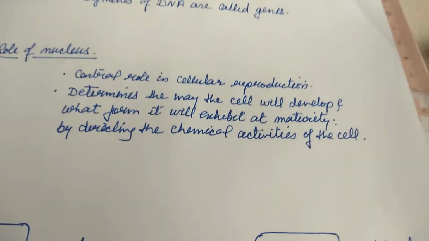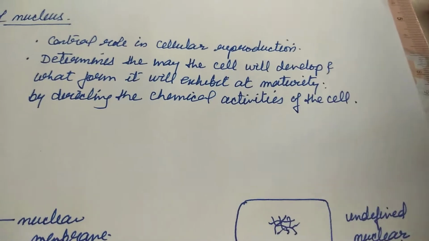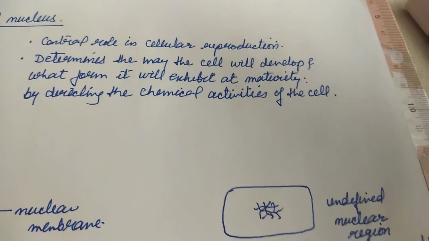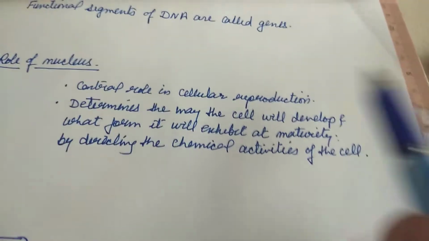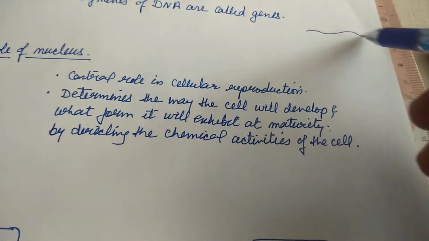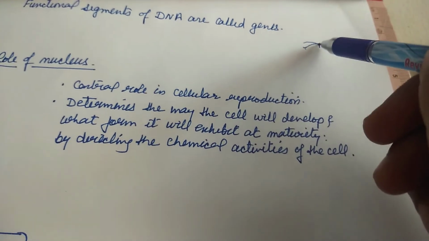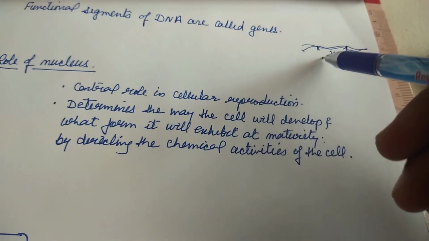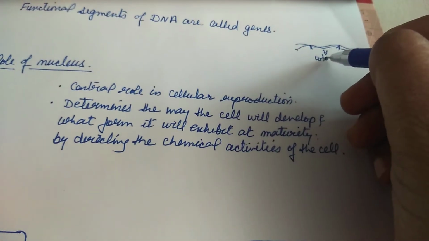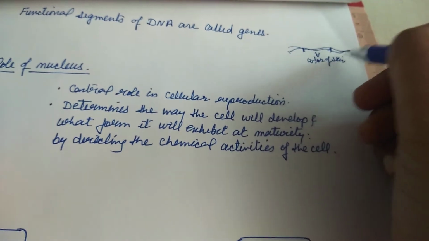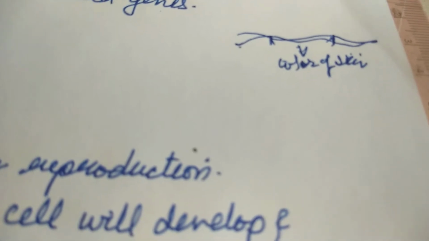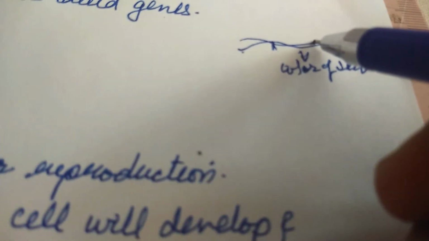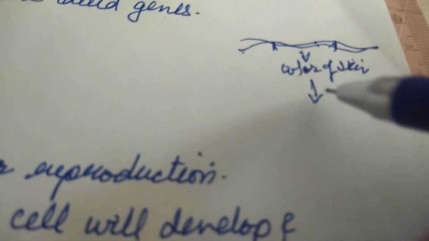And how is it doing this? The information is there, and it is directing the chemical activities of the cell. See, the information is there in the DNA, from here to here. Suppose this part controls the color of the skin: how dark the skin will be, or fair. There is a number of variations in the color of the skin in human beings. So the information is there, and this will control the chemical reactions of the cell.